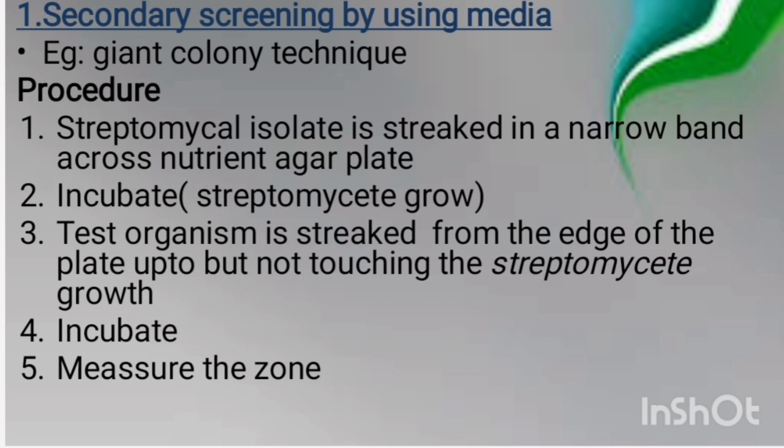Then after the incubation, the test organism is streaked from the edges of the plate up to, but not touching, the Streptomyces growth. Then again incubate that plate. So the inhibitory zone for each test organism is measured in millimeters. From this experiment, we can isolate Streptomyces with antibiotic producing capacity.